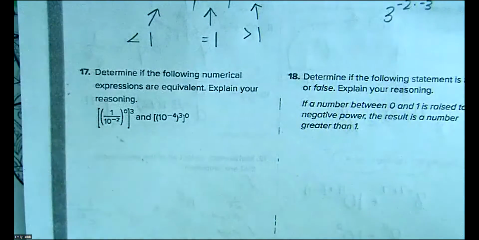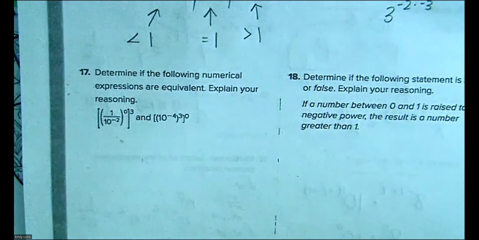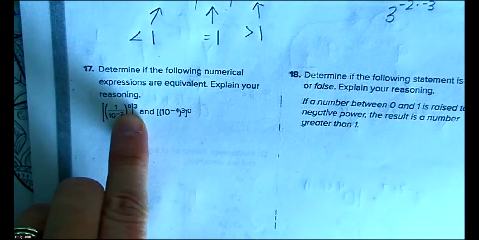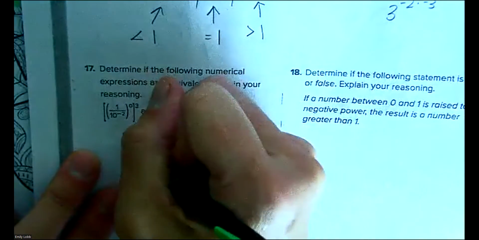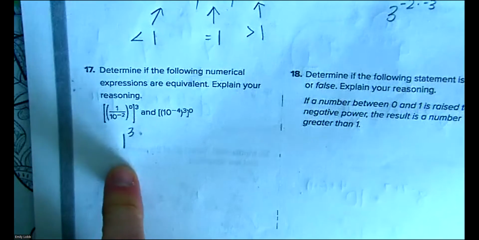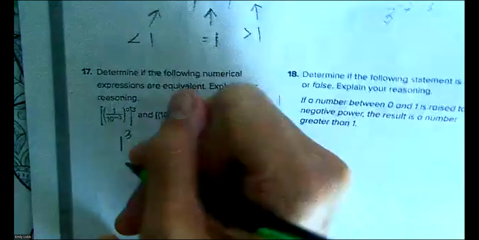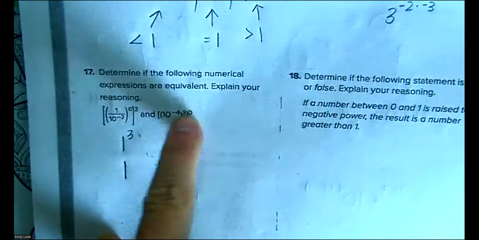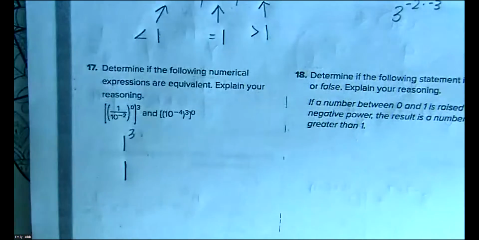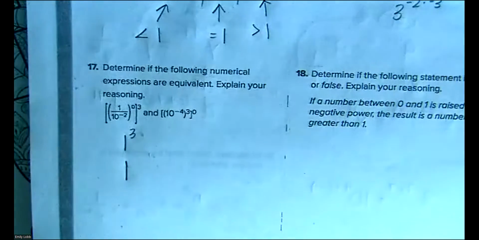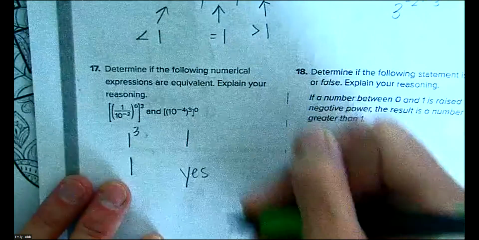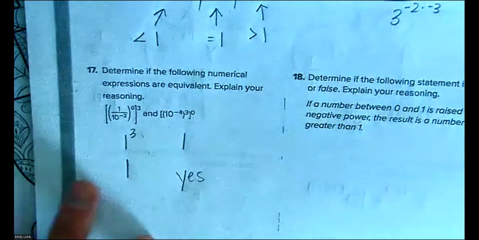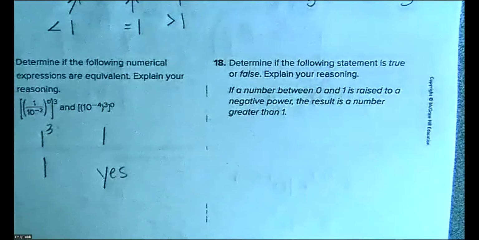Determine if the following numerical expressions are equivalent. Explain your reasoning. Well, all of this to the 0 power is what? Anything to the 0 power is what? 1. So this is 1 raised to the 3rd power. What's 1 raised to the 3rd power? 1. All of this is being raised to the 0 power. So what is that? Also, oh, it's 1. Are these equivalent? Yes. It's equivalent.